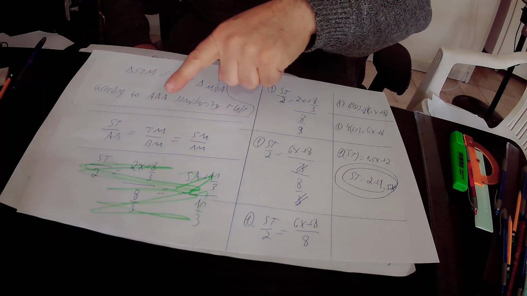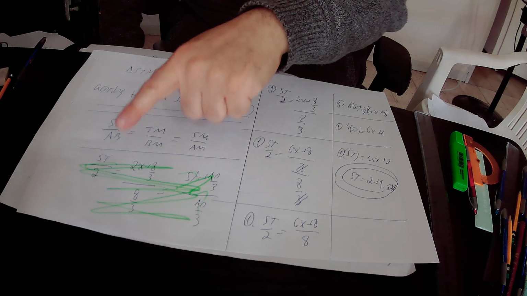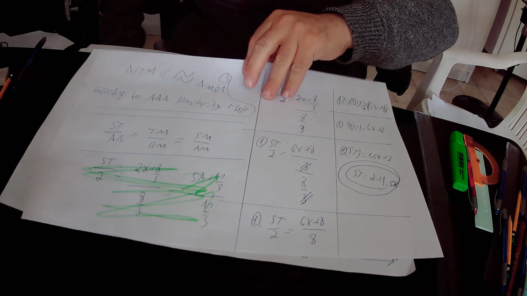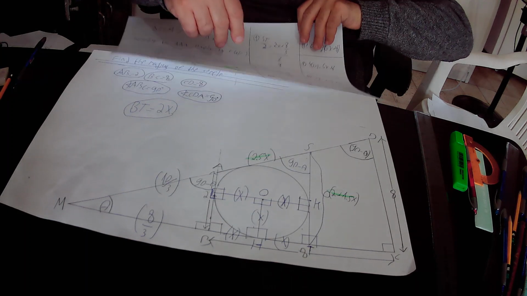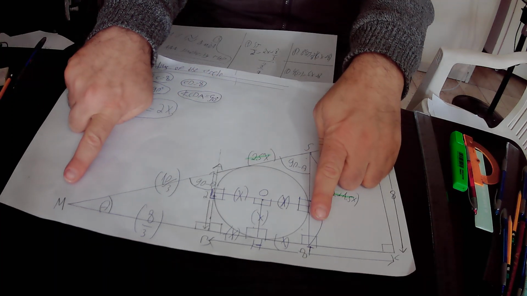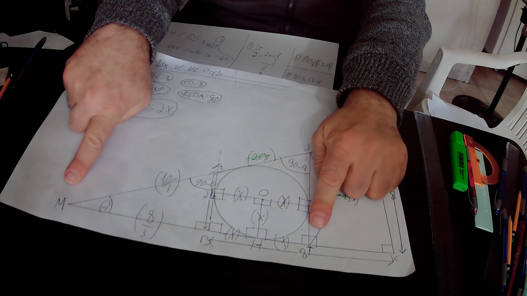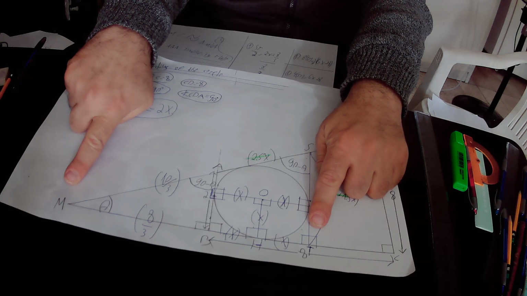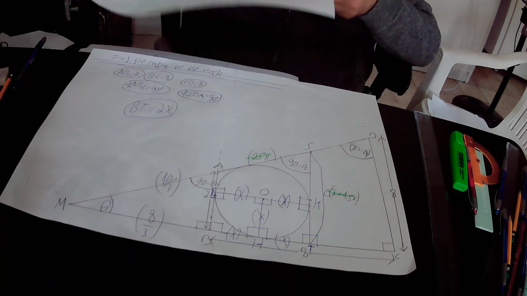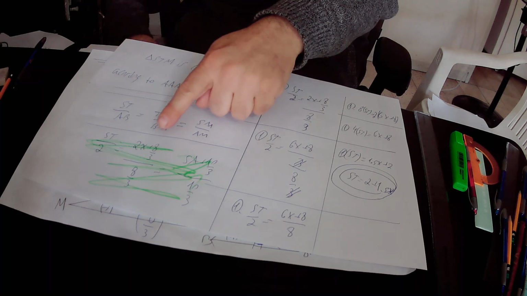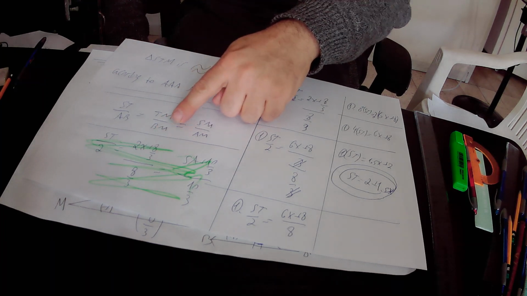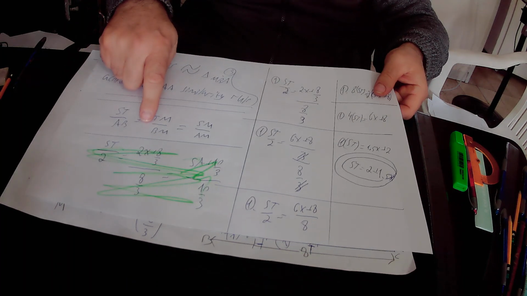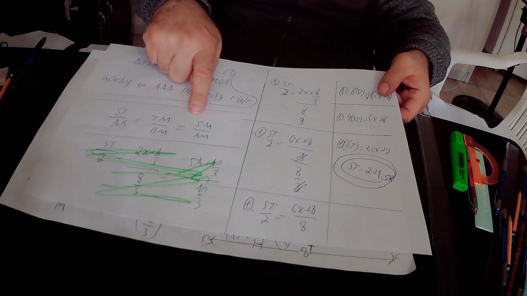ST is the missing side, so we leave it as it is. AB is 2, and it equals TM over BM. What is the value of TM? What is the length of TM? From the diagram it's very easy to see that TM in total equals 2x plus 8 over 3. Again, TM equals 2x plus 8 over 3. So here, TM equals 2x plus 8 over 3, over BM. What is the length of BM? BM is 8 over 3. Here BM is 8 over 3, and it equals SM over AM.